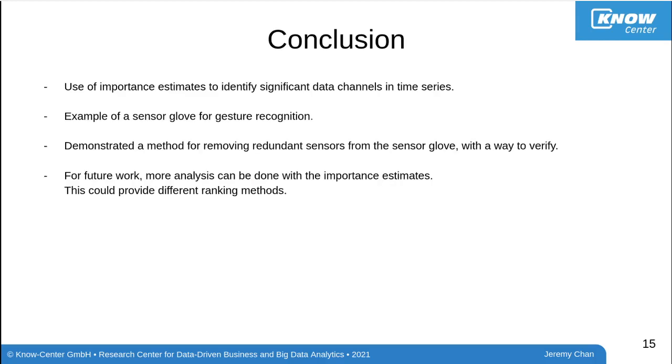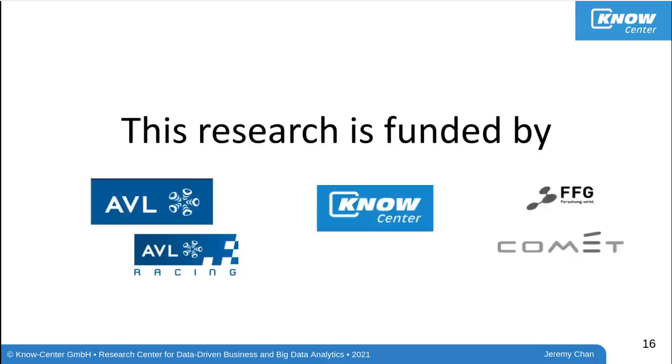In conclusion, we introduced the use of importance estimate to identify significant data channels in time series data. We have illustrated it with an example of a sensor glove for gesture recognition. We have demonstrated a method for removing redundant sensors with a way to verify if they are indeed redundant. And for future work, we aim to perform more analysis on importance estimates to perhaps improve upon the ranking method for removing redundancy.